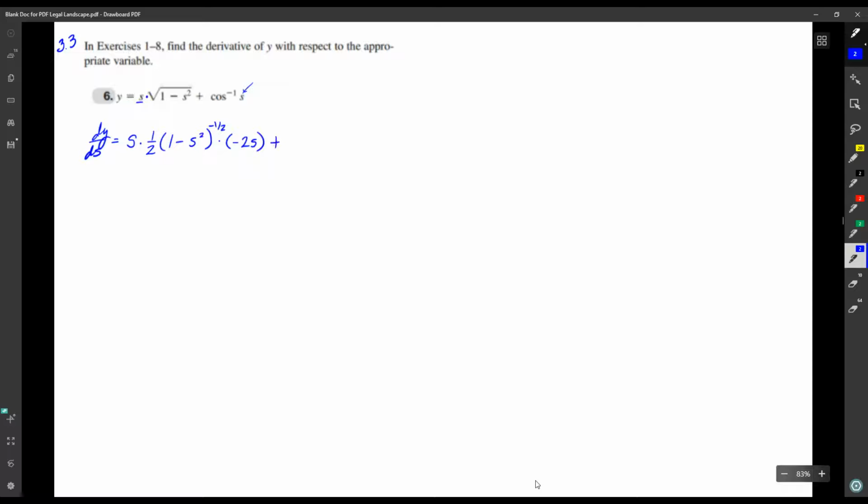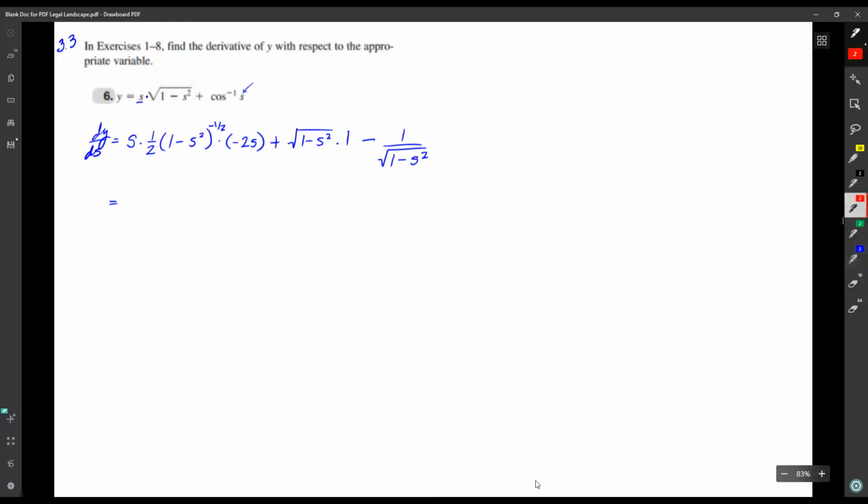Then we move on to the second part of the product rule, plus the first function, which is root 1 minus s squared, times the derivative of the first. Derivative of s in this case is just 1. And then finally, we get to move to the derivative of the inverse cosine, and we know that's going to be the same as the derivative of the inverse sine, except opposite. So we begin with minus 1 over the square root of 1 minus, now whatever's inside that function squared, so s squared. Let's get to simplifying.